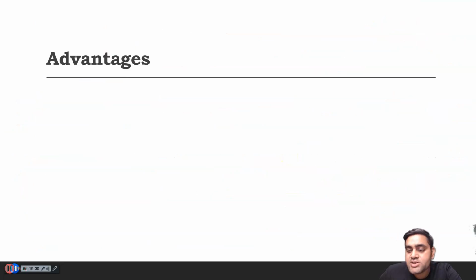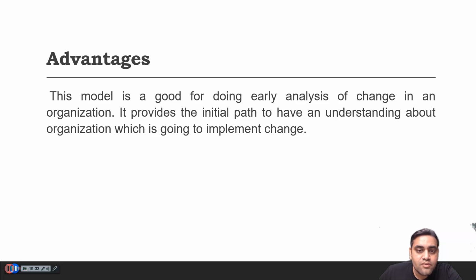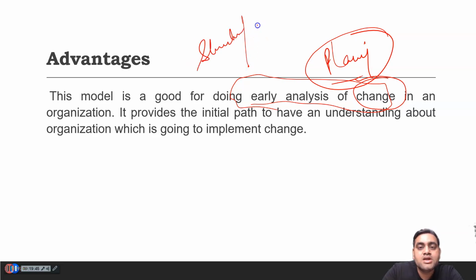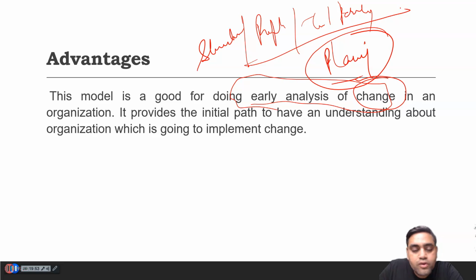Moving on, what are the advantages of this model? The first advantage was that this model is good for doing early analysis of change. Whenever you are going for a change or you are planning for change, then this model can help you, because it can guide you about structure, about people, about tasks, about technology. All things can be considered before you go for the change. It gives you an initial path. So we need to understand one thing, that the Leavitt model is only applicable when you are planning for any change. This is not something which helps you in implementing it, right?